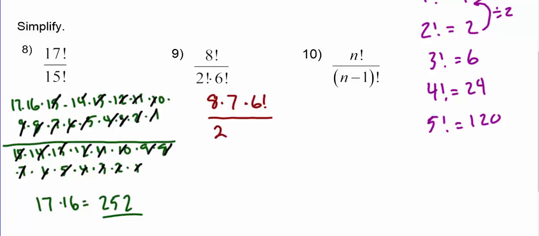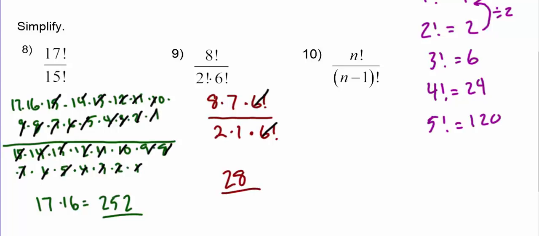2 factorial we know is just 2 times 1. If you want to write the 1, you can. And then 6 factorial is still just 6 factorial. And you'll notice right away that the 6 factorials cancel each other out. We're left with 8 times 7 divided by 2 times 1. That's just, I'm just going to call it 4 times 7, which would be 28.